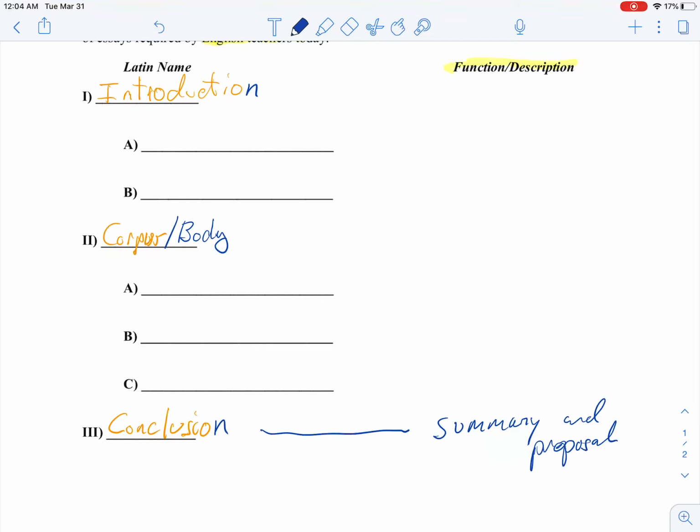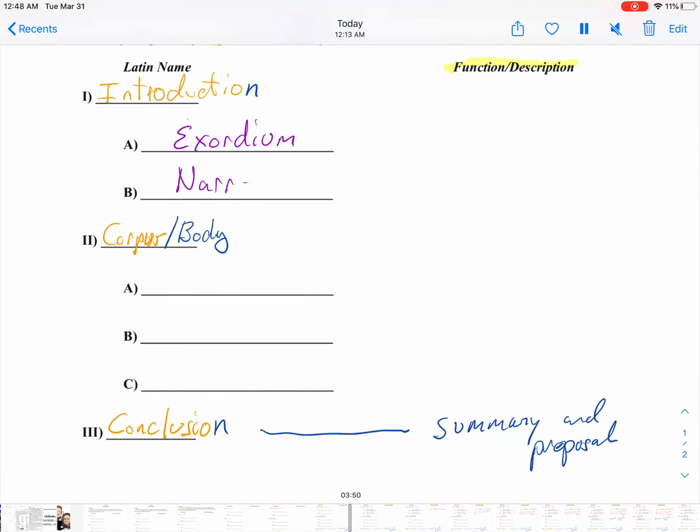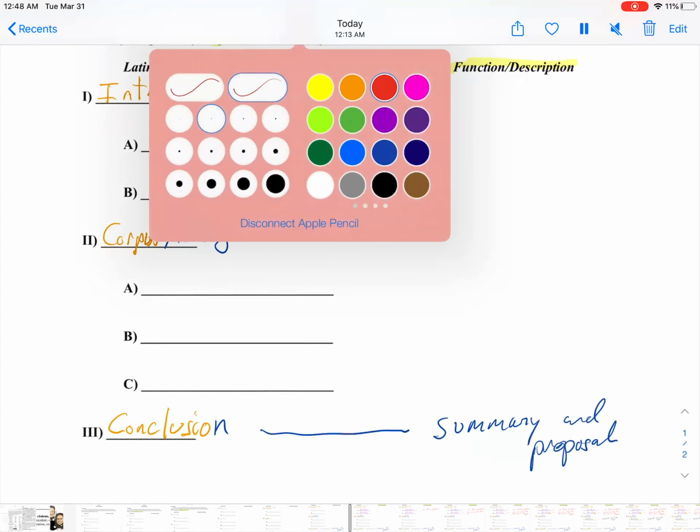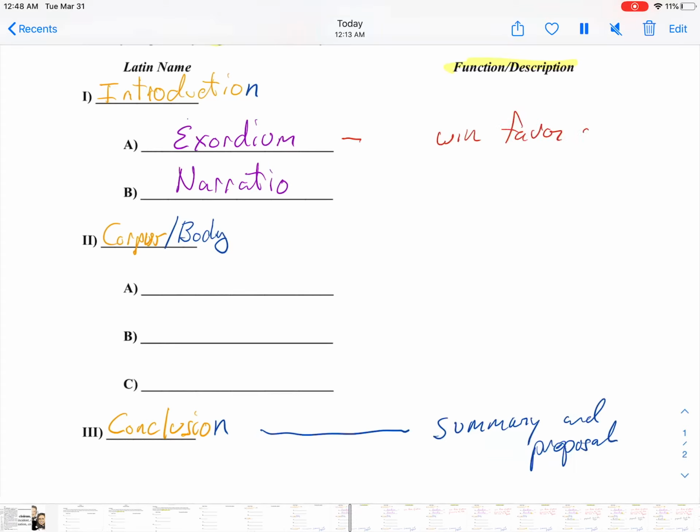Let's start with the introduction. The introduction can be divided into two parts. And those two parts are going to be called the exordium and the narratio. What are they? Well, you may remember that if you've heard a good sermon or a good speech, very often the person will try to say something funny at the beginning. Tell a joke. So what does the exordium do? It wins favor of the audience.